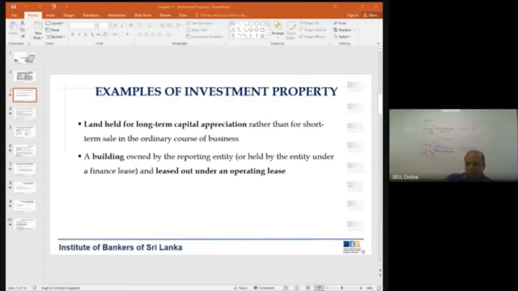Then the third one, which we have already learned, owner-occupied property. Owner-occupied property means it is for your own use. Then the fourth item is where properties are used under finance leases. Those are covered by LKS 17. That is also a separate standard. Then the last one, which we already know, biological assets, which is covered by LKS 41. I told you the tea estates, rubber estates, all those are under LKS 41. Those also don't come under investment property.